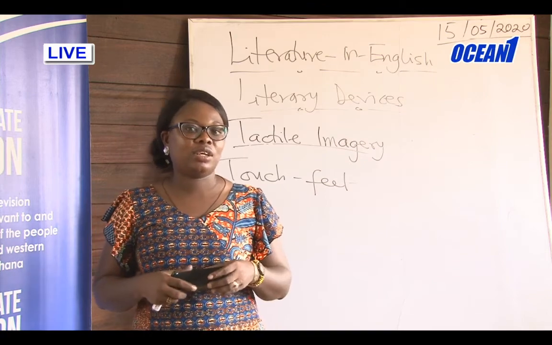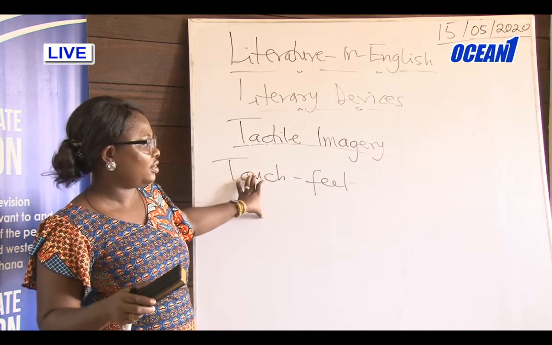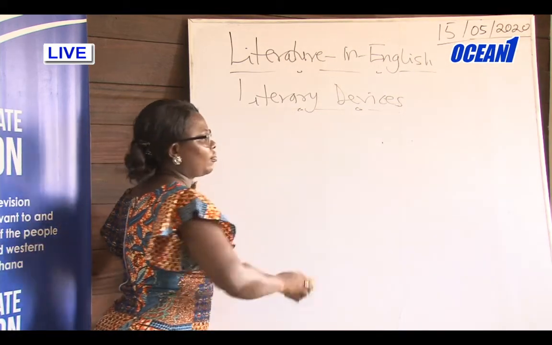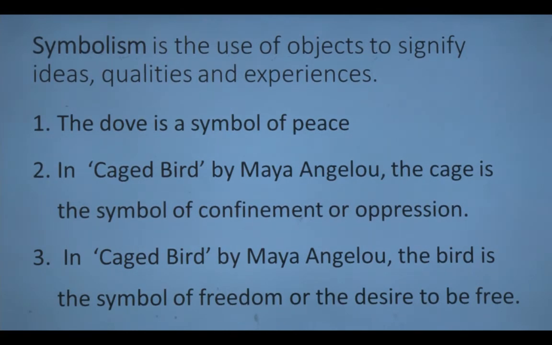Other things will come together to create imagery. We will quickly go back to the caged bird for the one who asked about it. Here we are talking about symbols. Symbols are when you use one thing to represent another. In the caged bird, if you have the poem, take it and read it so you understand what we are talking about. In that poem, the cage is a symbol for oppression. When you are put in a cage, the cage signifies that you are oppressed. You are confined. You cannot move. You are limited. So here, the cage is a symbol for confinement and oppression, and the bird can be the symbol for freedom.